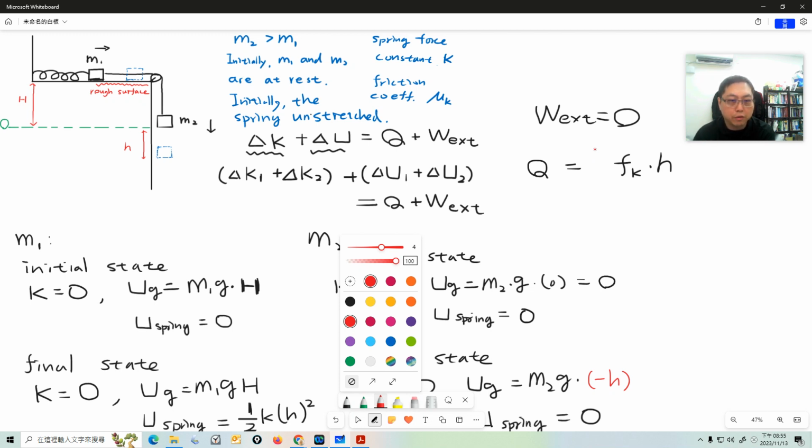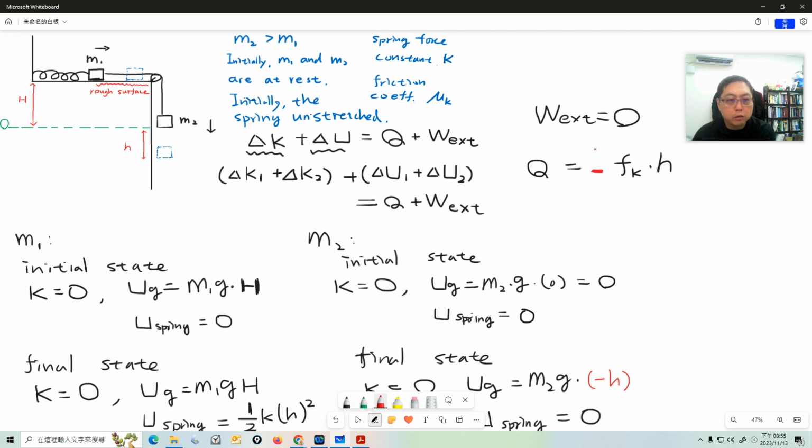So it's negative. And so the next thing is, what's the friction force of the object? What's the friction force of M1? For this problem, because there is no acceleration in the y direction, sigma Fy equals m1 times ay. Let's assume m1 just moves horizontally, so there is no acceleration in the y direction. That means ay is 0.